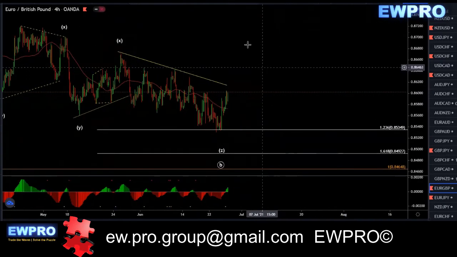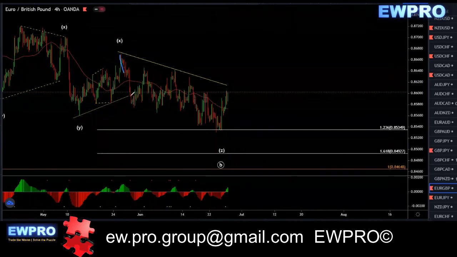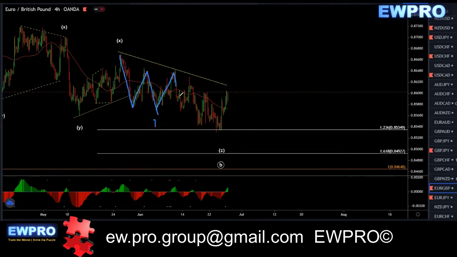Ending diagonal, you get the 3, like you get 1, 2, 3 in wave 1, then you get 1, 2, 3 in your correction for wave 2, and then you get 1, 2, 3 in your wave 3. Then this may be a correction. Well, this is your wave 3 here, sorry. This is your wave 3 here.